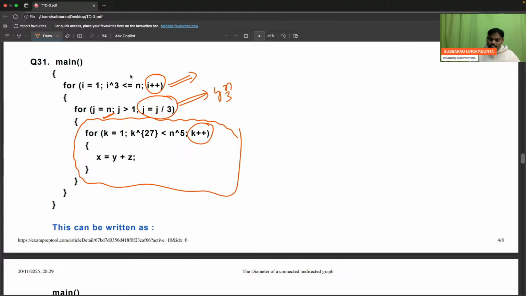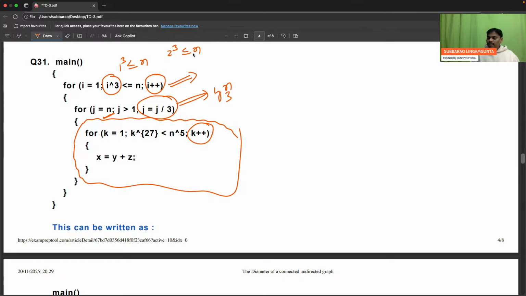So the condition being checked is not I less than or equal to n. It is checking I cube is less than or equal to n. What exactly does that mean? See this one. I value is initially 1. First you check whether 1 cube is less than or equal to n or not. If it is true, you continue further. Next I value becomes 2. You check whether 2 cube is less than or equal to n or not.